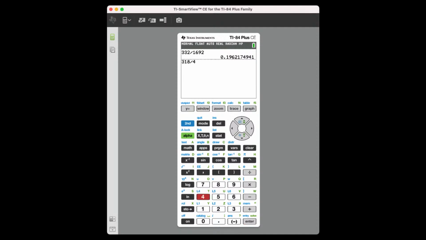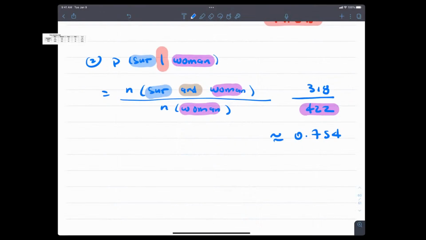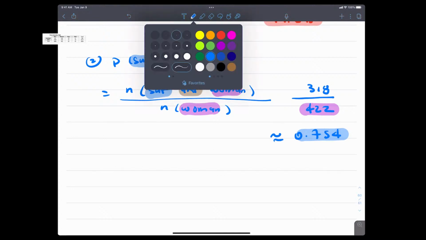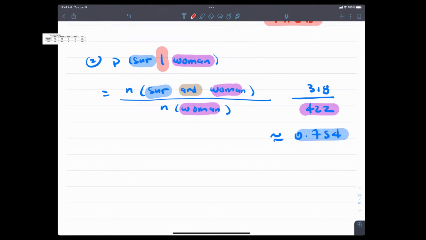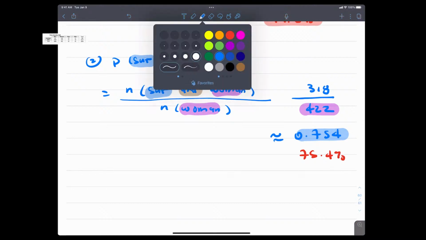And ladies and gentlemen, in the TI there, let's find that ratio. 318 divided by 422. Anybody know? What is this approximated to the thousandths now? 0.75 what? Is that 4 or 3? Looks like approximate to the nearest thousandths. And yes, ladies and gentlemen, 0.754. And what's that as a percent? 75.4%.